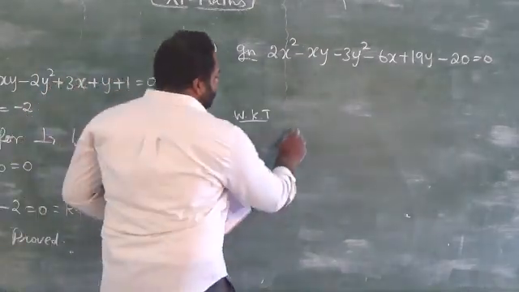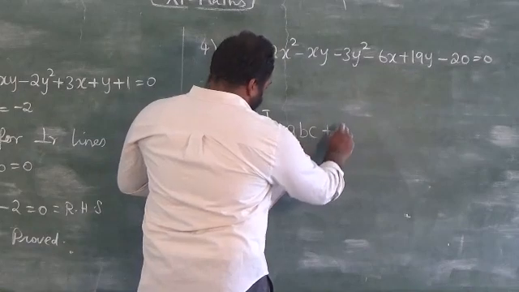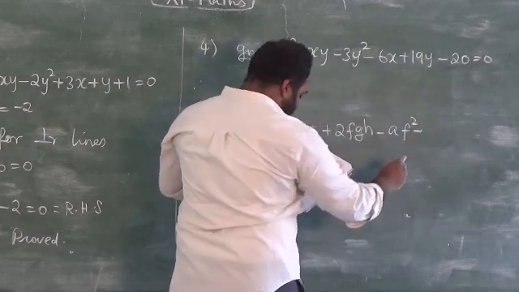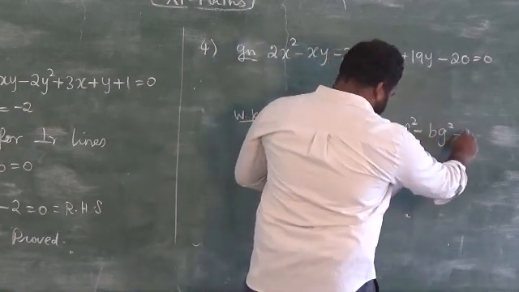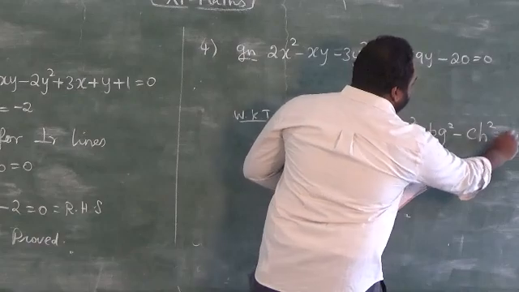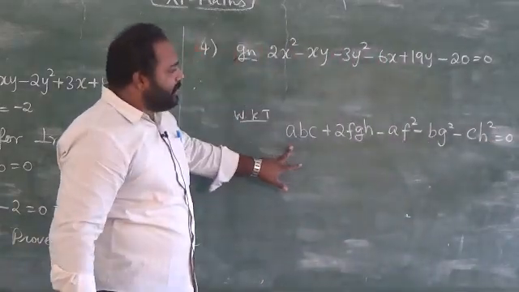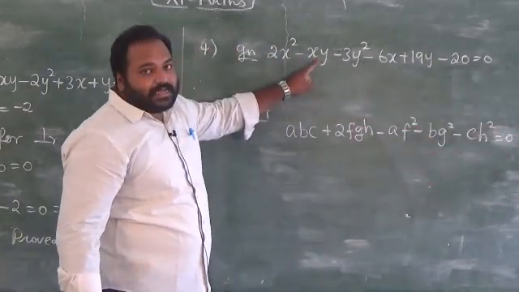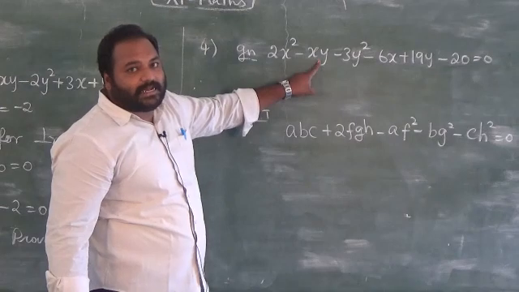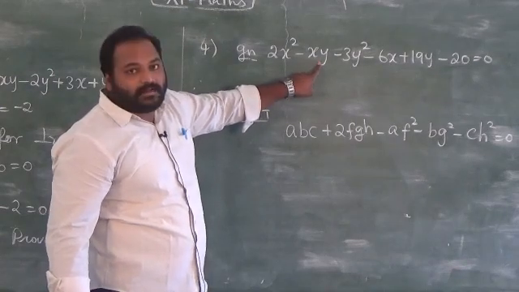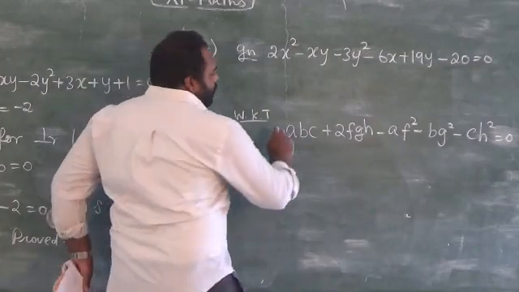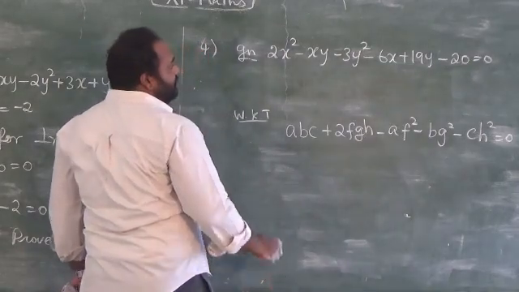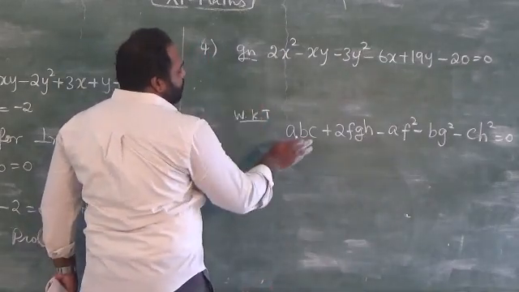Here I am going to take the third one, ABC plus 2FGH minus AF square minus BG square minus CH square equal to 0. If this general form is satisfied by this equation, we can say the pair of straight lines is proved. Now for applying, we need the ABC values, FGH values, all those values. Already I told you how to find the ABC values.